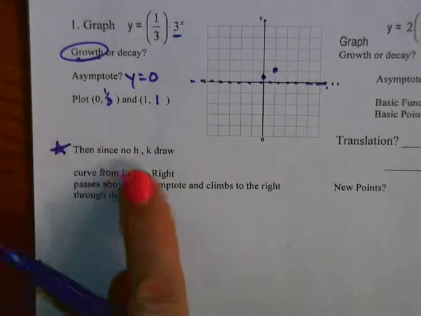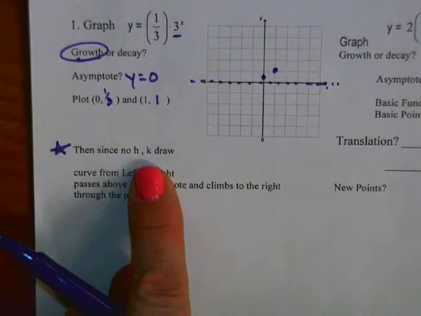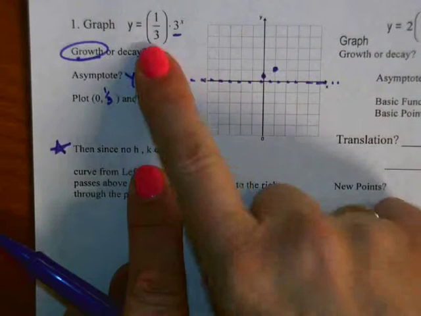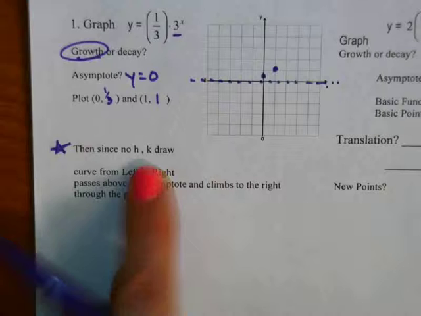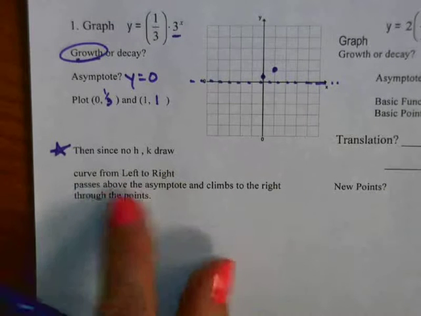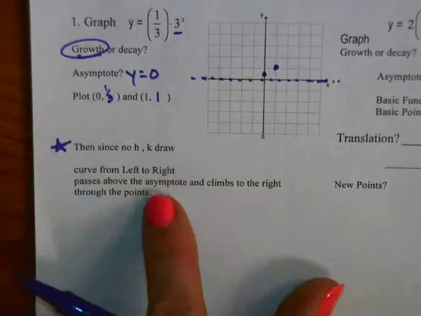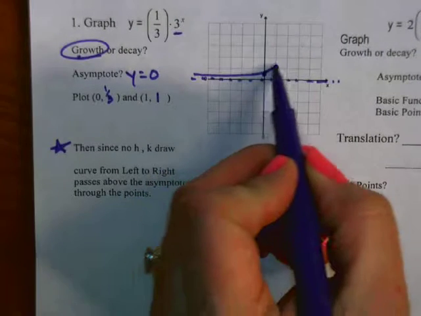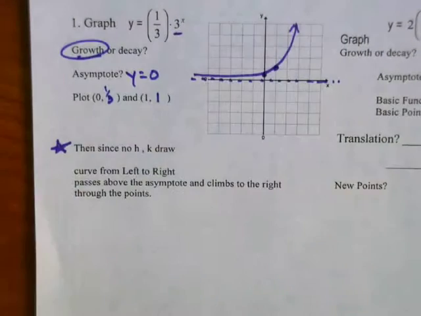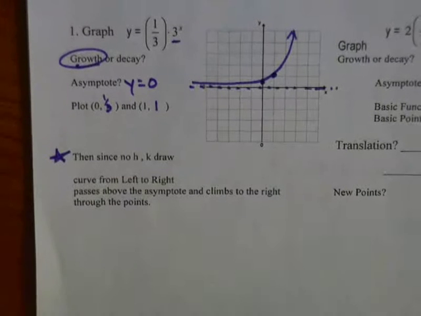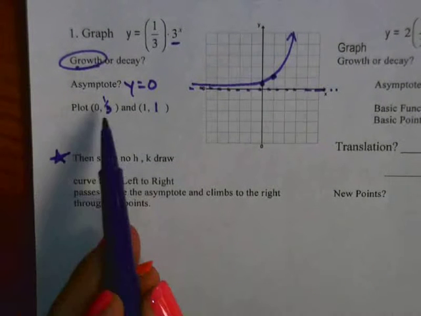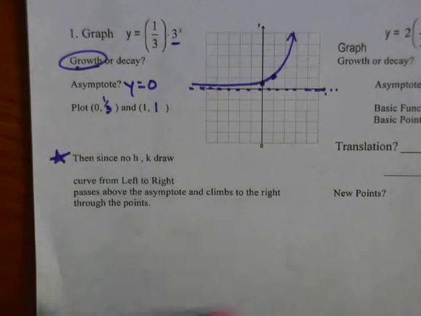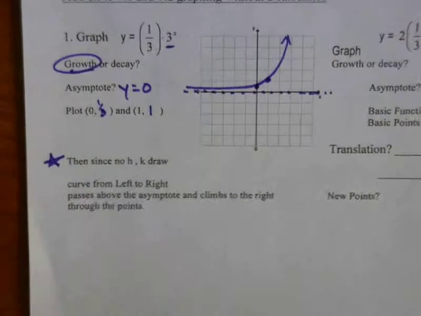Then, since there is no h and k, there is no vertical or horizontal shifting, right? We already took care of the a. Then you just curve from left to right because it's growth, and it passes above the asymptote and climbs to the right through the points. So it's kind of like this. Okay, that one was easy. When you don't have a calculator and there's no h and k, just find out what it is when x is 0 and x is 1, and then you can just sketch the graph, okay?